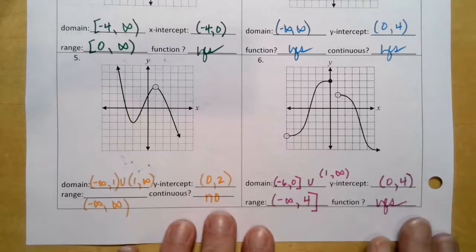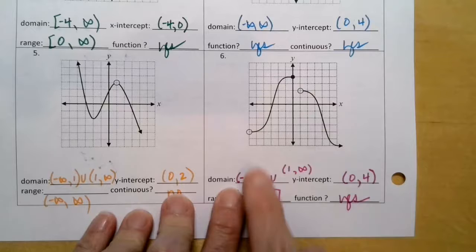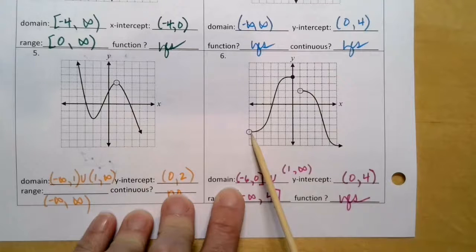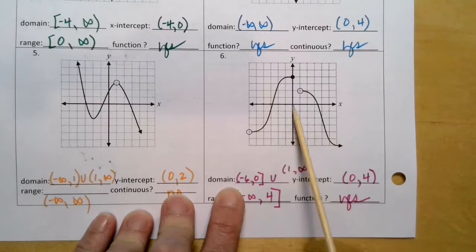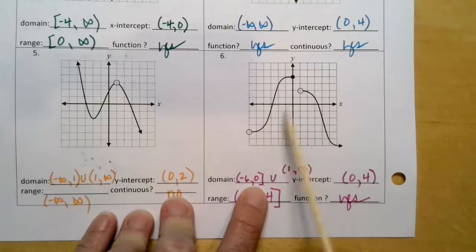So this is a fun one. Let's look carefully at this. My domain, I'm not including -6. That's why the hole is open and this is curved. But from everything from an input value of -6 all the way up to an input value of 0, and that 0 is included, so I boxed it.